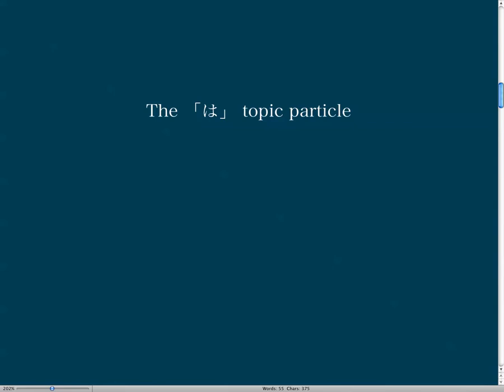The topic particle is the character wa. Now, while this character is normally pronounced as ha, it is pronounced wa only when it is being used as the topic particle. So it's usually pronounced ha, but now we're pronouncing it wa.